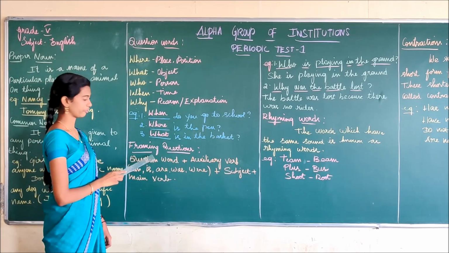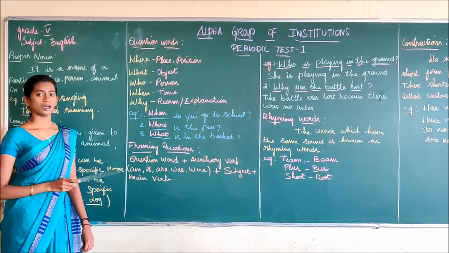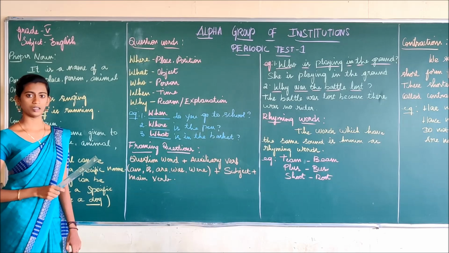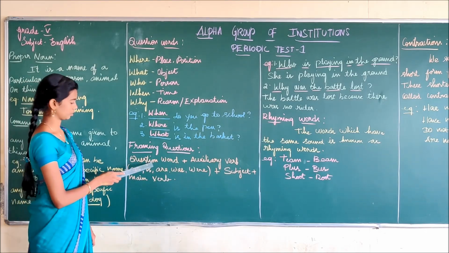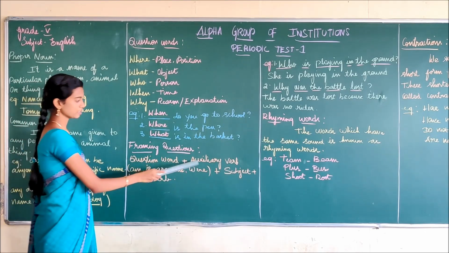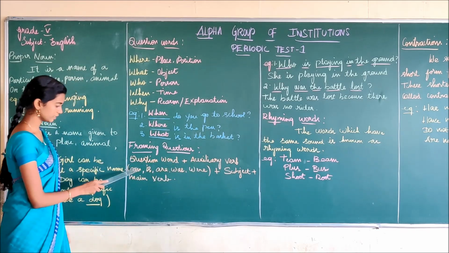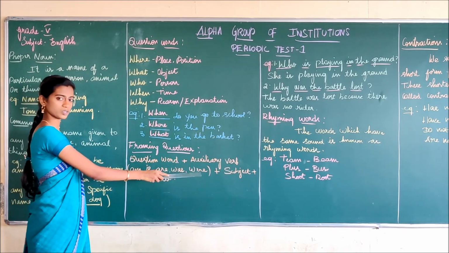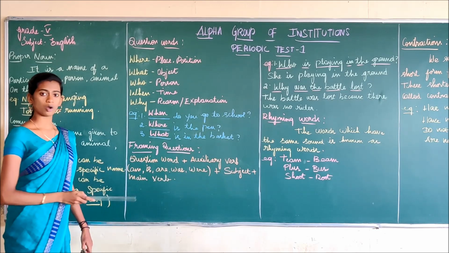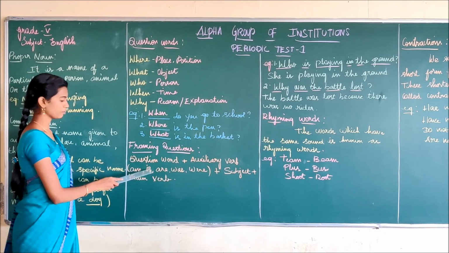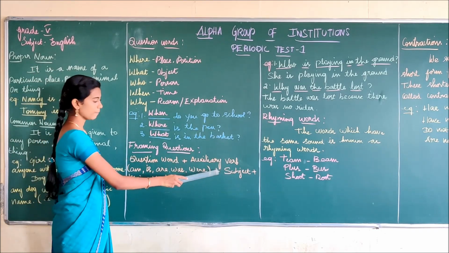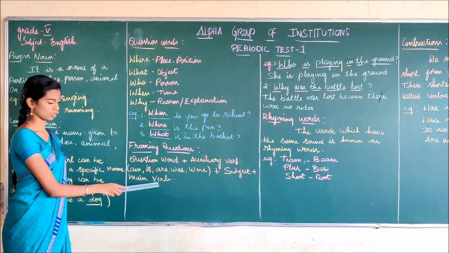Framing questions. So there is a structure while forming questions. Let us see this. Question word plus auxiliary verb. Auxiliary verb means am, is, are, was, were. You have to write according to your answer. Am, is, are, was, were plus subject plus main verb.